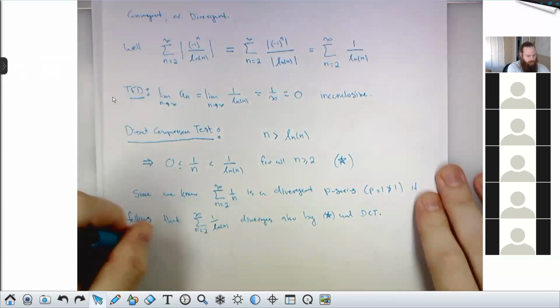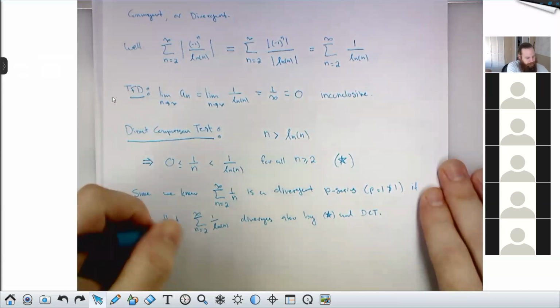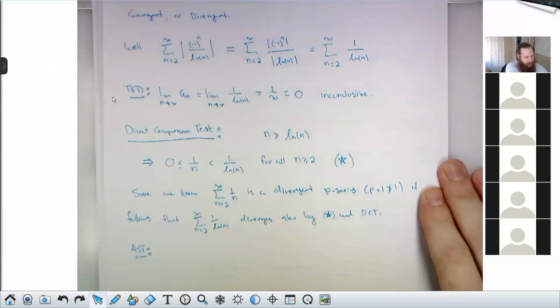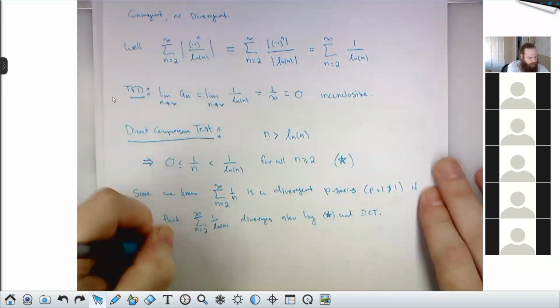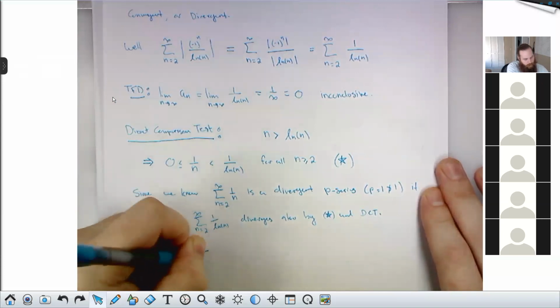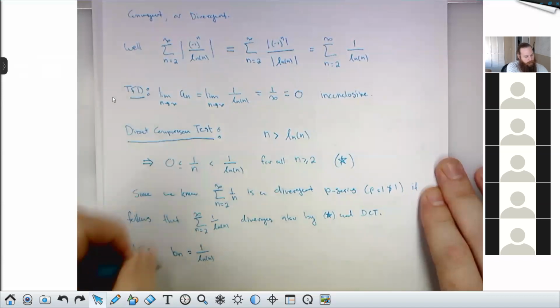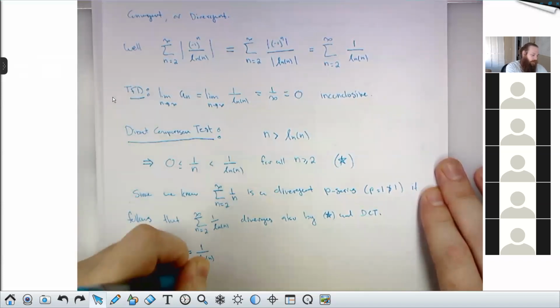In fact, if I was doing this, I would have done the AST first. Now, either way is fine. If the absolute value series had come out to be convergent, we could call it a day. But because the absolute value series came out to be divergent, we definitely need to persist with the alternating series test. So here the BNs are 1 over the natural log of n. And we need to check, are the BNs decreasing?